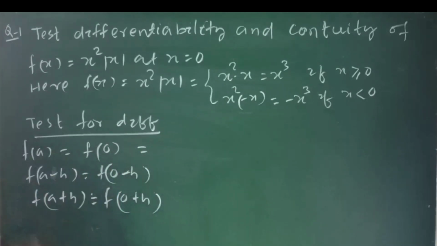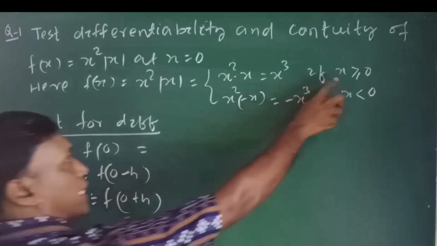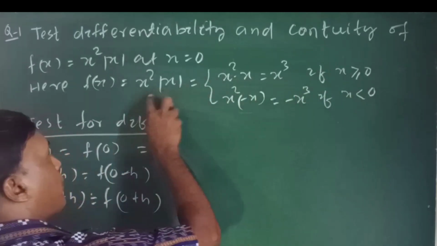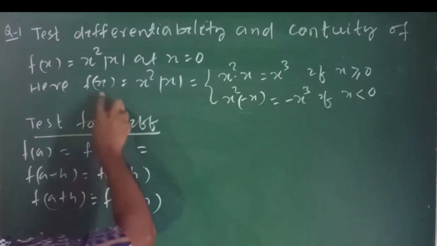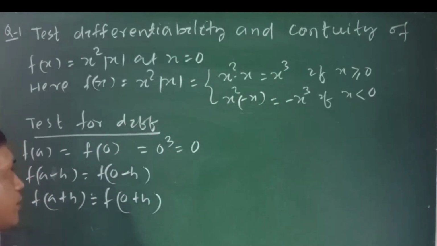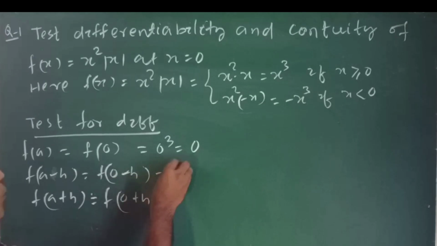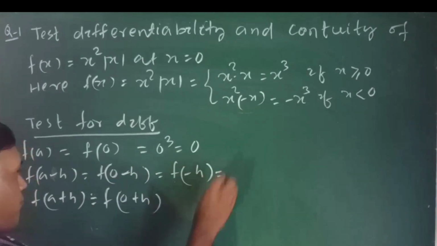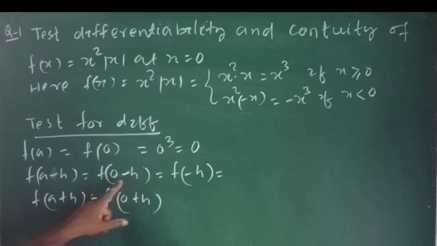Look at here, f of 0 means x is equal to 0, x is equal to 0 is here x cube, so f of x is equal to x cube. f of 0, put x is equal to 0, how much is the cube of 0? 0 cube is 0. And this is f of 0 minus h, which is f of minus h. That means 0 minus h means x less than 0.